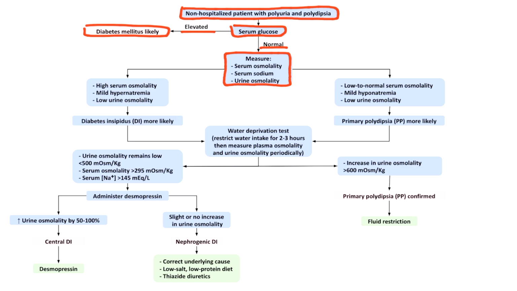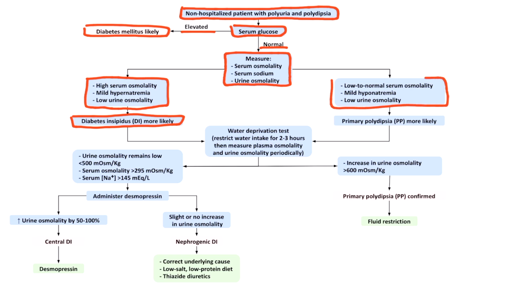If the serum glucose is elevated, diabetes mellitus is most likely. If the serum glucose is normal, this excludes diabetes mellitus as the cause of symptoms. We then measure the serum osmolality, serum sodium, and urine osmolality. The urine osmolality is low in both primary polydipsia and diabetes insipidus. However, high serum osmolality with mild hypernatremia further suggests diabetes insipidus, and low to normal serum osmolality with mild hyponatremia further suggests primary polydipsia. This is due to increased water intake in primary polydipsia.